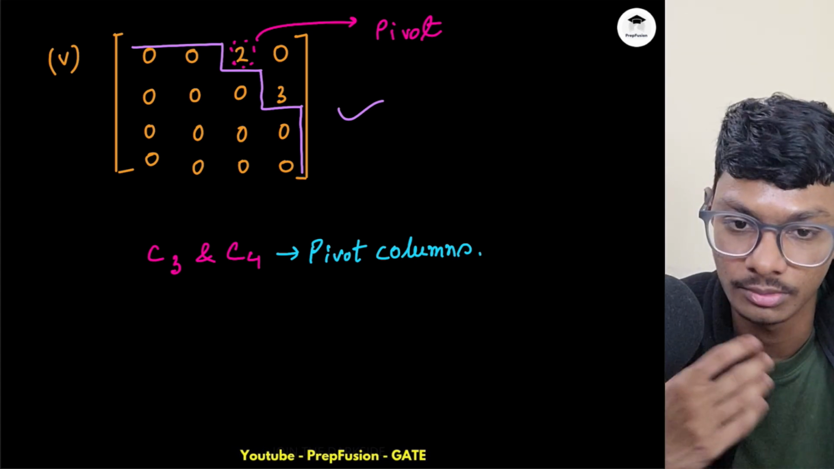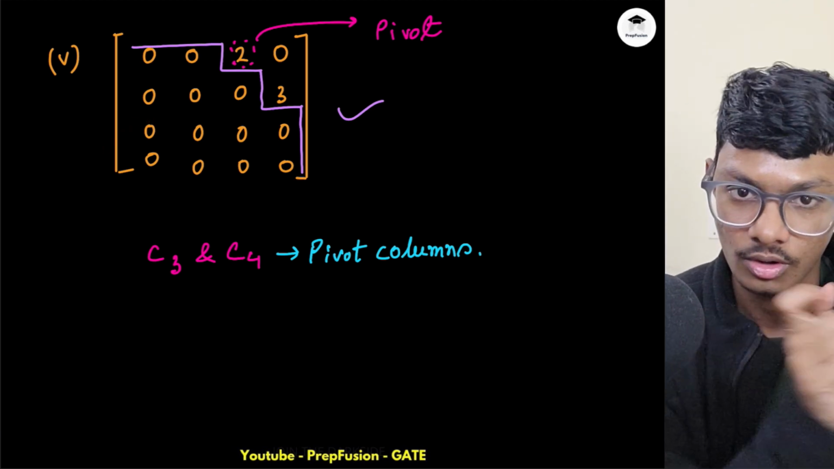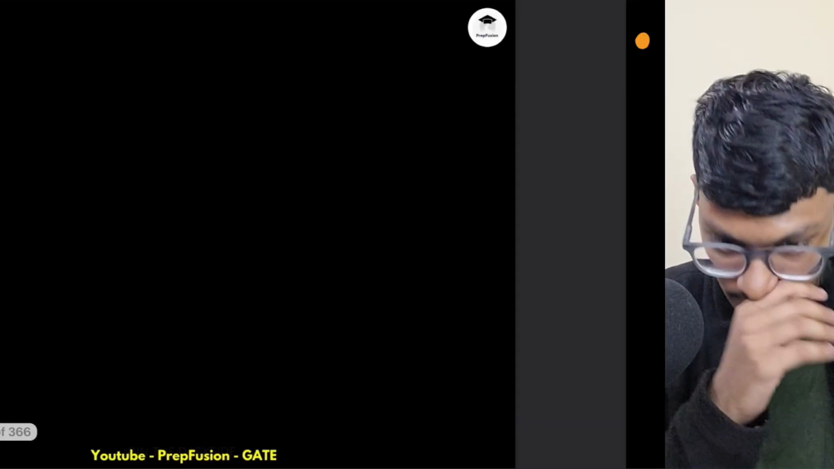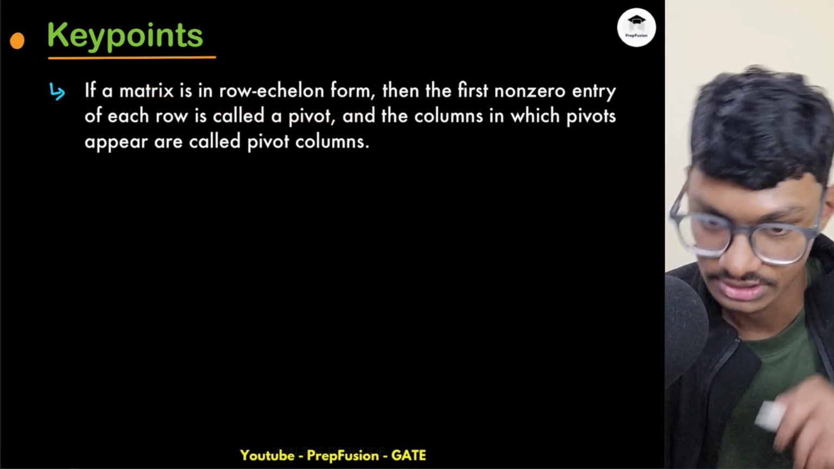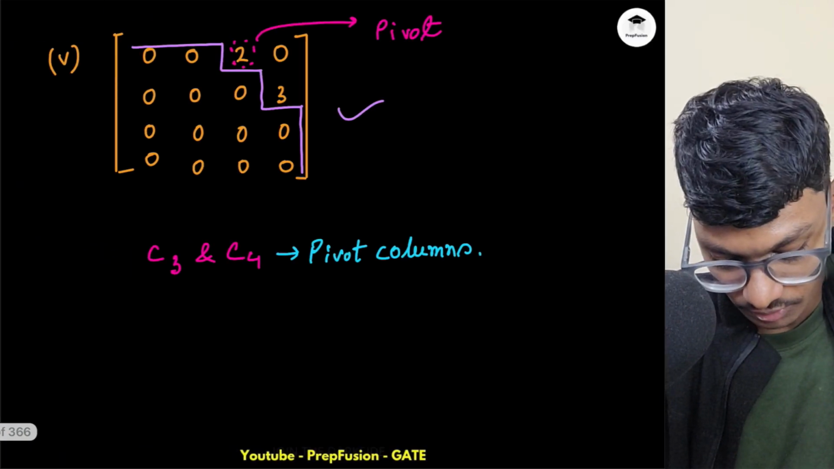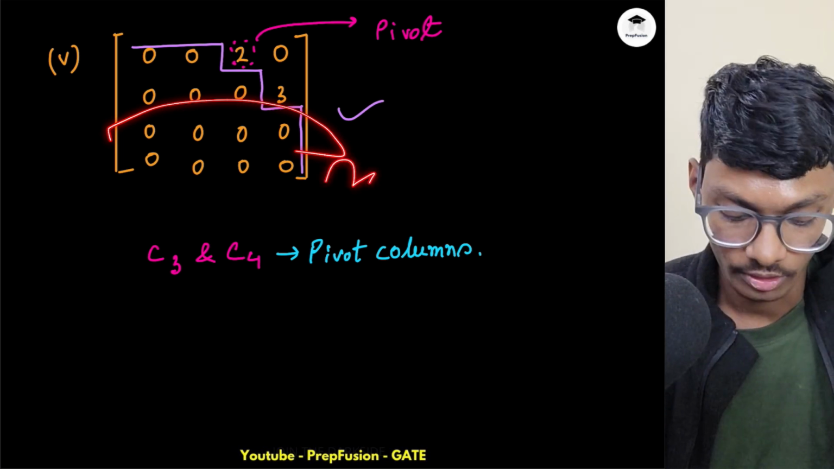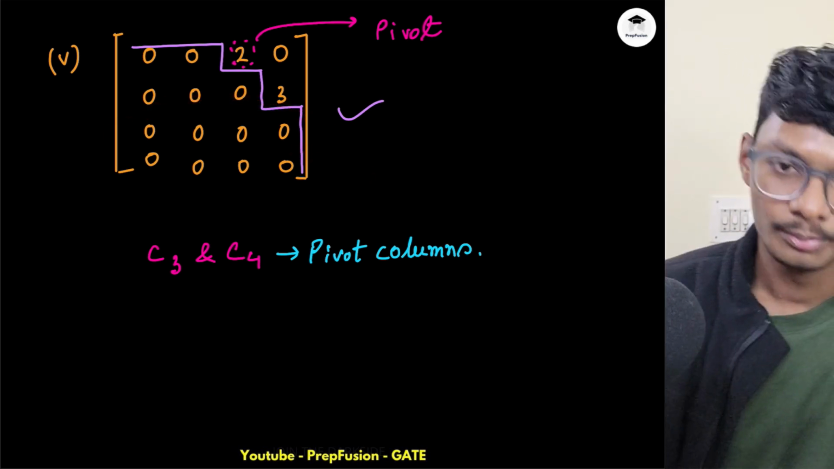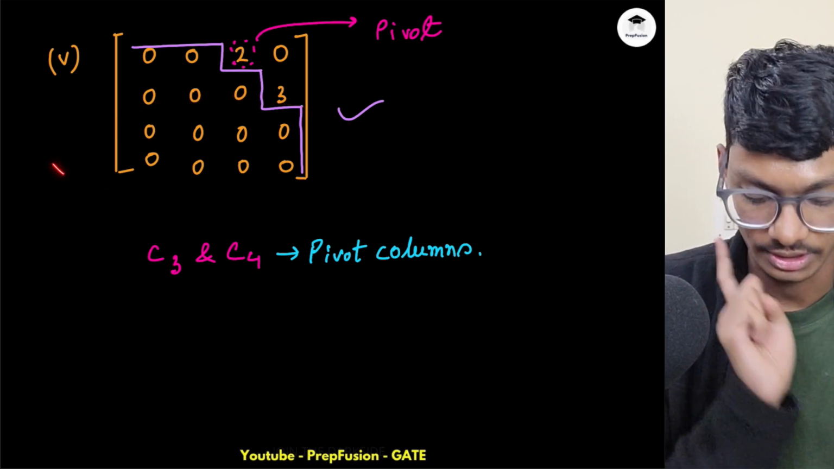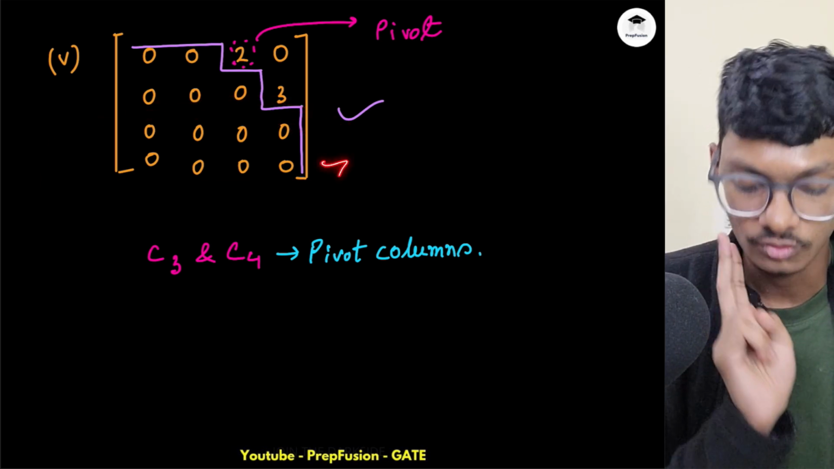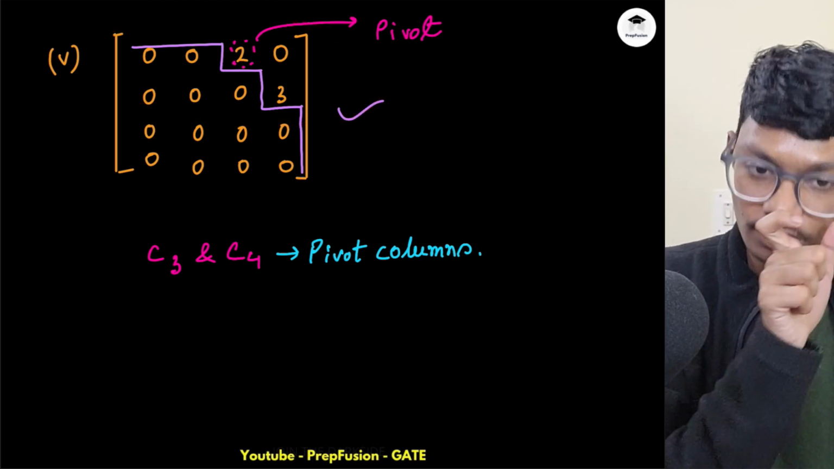And here, how many pivots do I have? 2 pivots. Okay, basically if it is in the row echelon format, then the number of pivots will be equal to the total order of the matrix minus the number of zero rows. Okay, I have 2 zero rows, so the order is 4 minus 2, which is 2. So here, as you can see, we have 2 pivots, if it is in the row echelon format.